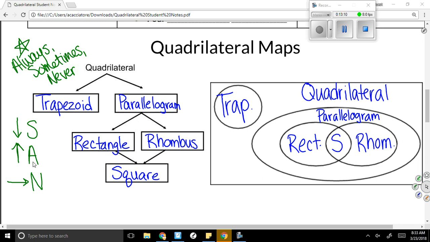So now we're going to go ahead and get started on some practice. We're going to start out with some IXL. So if you go ahead and go on to IXL on 7W5. Again, that's 7W5. You're going to get some time to practice how these are all related and being able to pick out which ones are which.